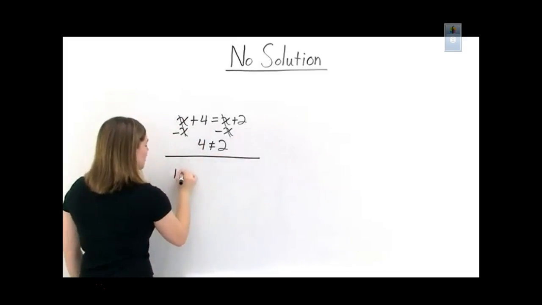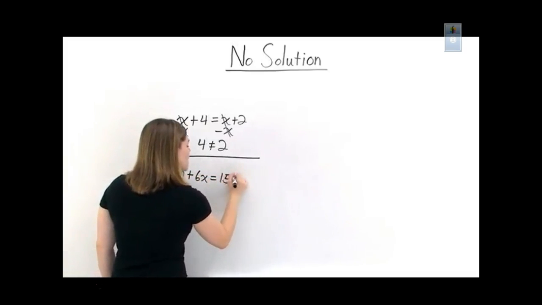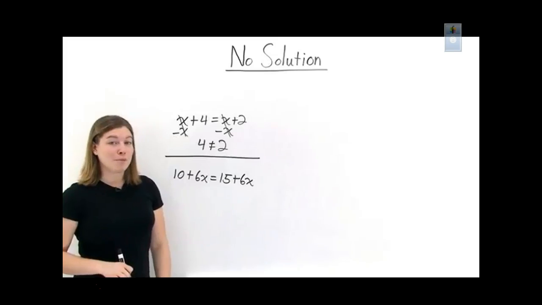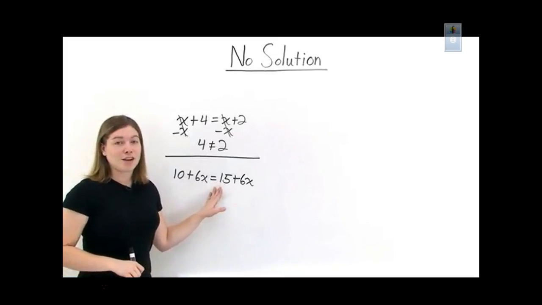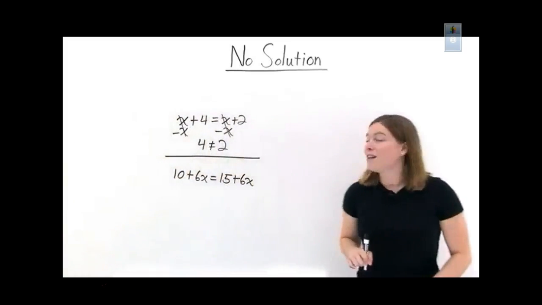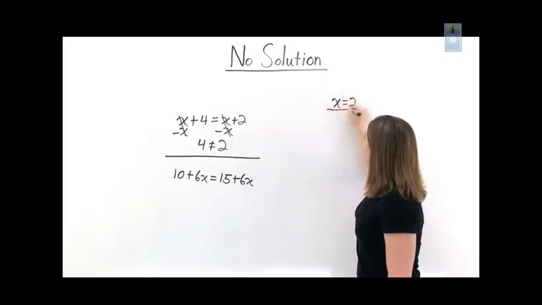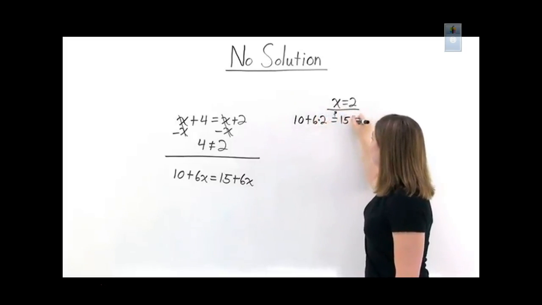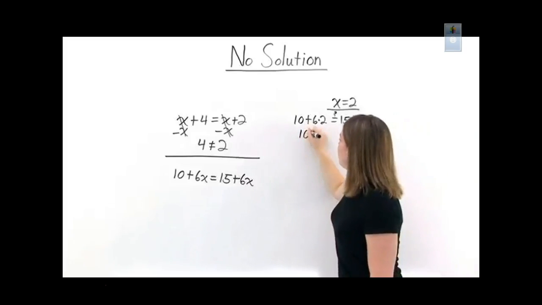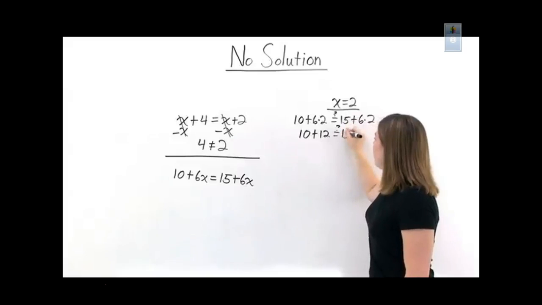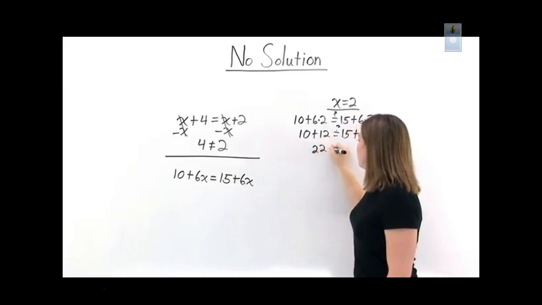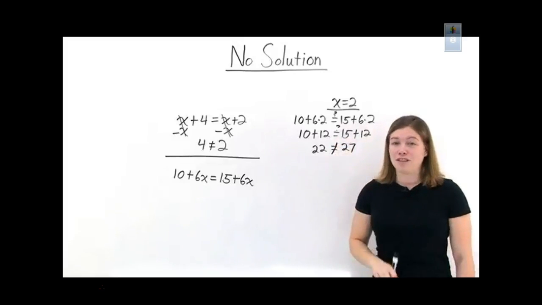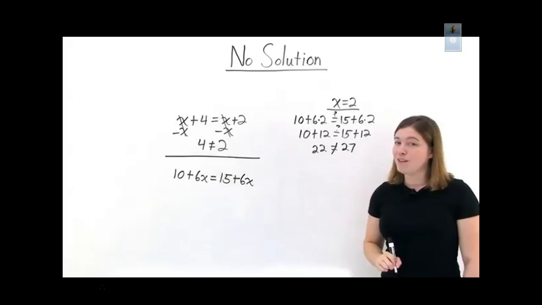To see that, let's look at another example. 10 plus 6x equals 15 plus 6x. Again, this looks kind of like a normal equation. But this is in fact a problem that has no solution. No value that you plug in for x will ever make this statement true. To see that, let's pick a couple values for x and see what happens. So let's pick x to be 2. So we get 10 plus 6 times 2, and we want to know if that equals 15 plus 6 times 2. Well, simplifying, we get 10 plus 12, and does that equal 15 plus 12? 10 plus 12 is 22, and 15 plus 12 is 27. 22 does not equal 27. We get a false statement. So that means our value for x, 2, does not work.